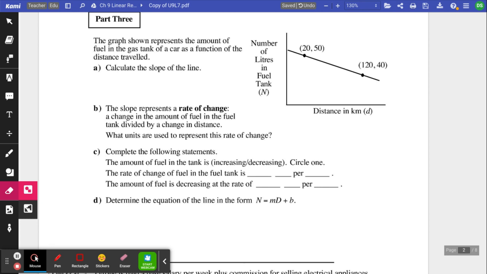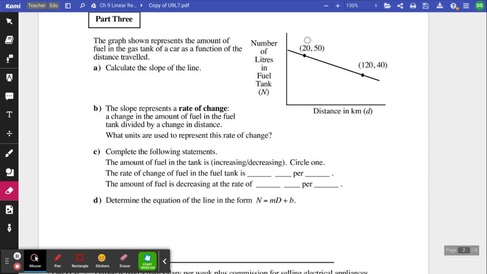How about this one? The graph shown represents the amount of fuel in a gas tank of a car as a function of the distance traveled. Okay, what are we talking about? Distance and the number of liters in the fuel tank. Fuel. Yeah, distance and fuel, exactly. So does it make sense to you that the farther you go, the fuel decreases? It should make sense. The picture should make sense. You got it? As we go along, we're using up fuel. Fuel's going down.